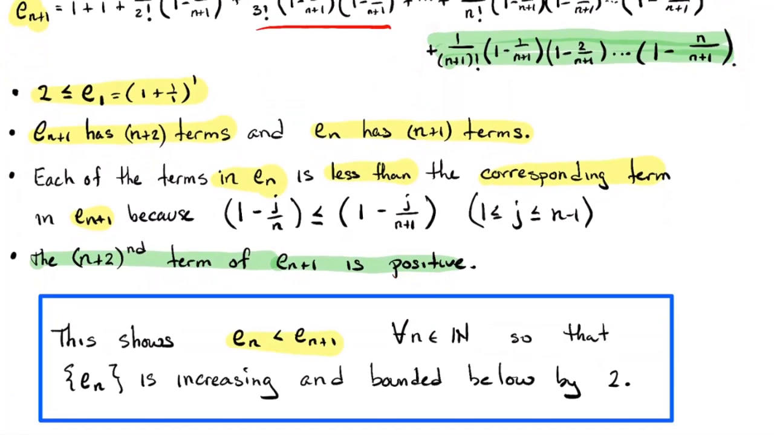I mean strictly bigger than En, because the corresponding terms are greater than or equal to, but En plus 1 has this additional term. Okay, so for every n, En plus 1 is strictly bigger than En, so we've got an increasing sequence. That's one of my main goals. This sequence is increasing. Since it's increasing, and we already said that the first term is equal to 2, well then the sequence is bounded below by 2. So I want to show that it's bounded, so we're kind of halfway done. We've got a lower bound.